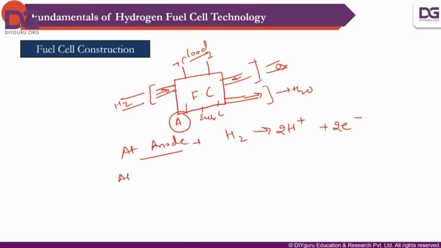And if we talk about the cathode, we have 2 H plus ions coming from here through the electrolyte. We will have 2 electrons coming from the external circuit. Also we will have oxygen. After all this reaction we will be forming H2O, and to balance this we will have 2 H2O.